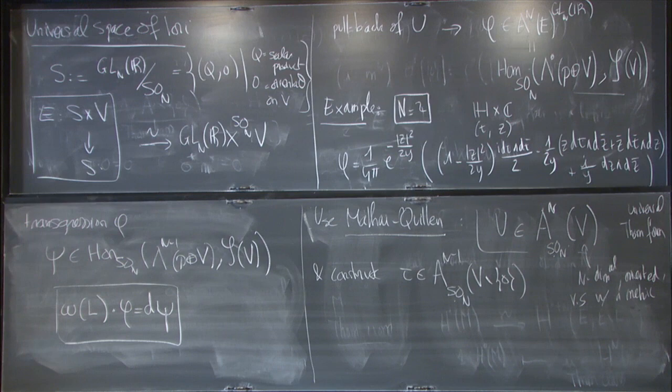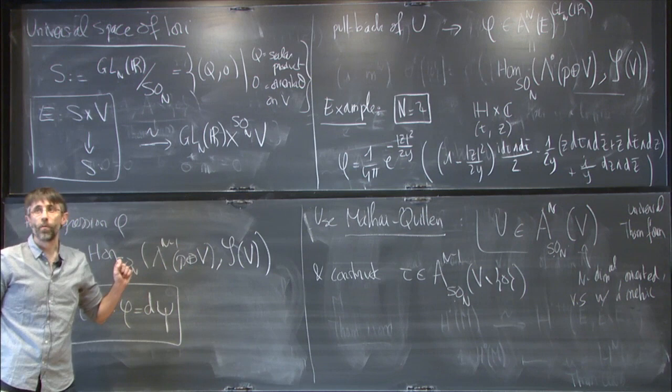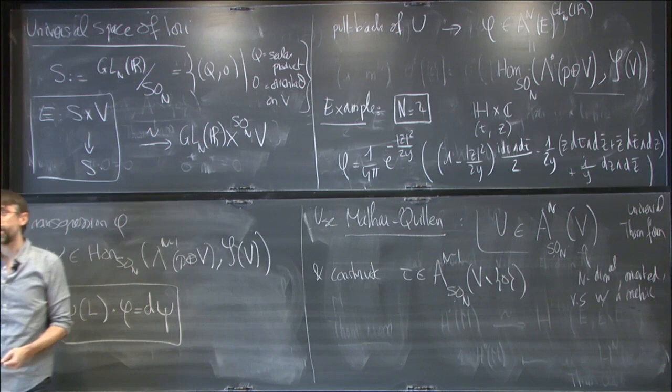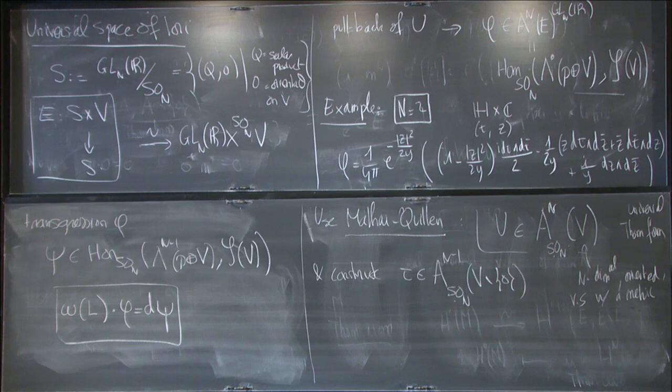Omega is the Weil representation, which in our case is very simple. It's just the action inside the function by GL_n. L is the infinitesimal generator of the central GL_1. And so if you act by L on phi, you can write it explicitly as a primitive of this. And this is really the form we will be interested in.